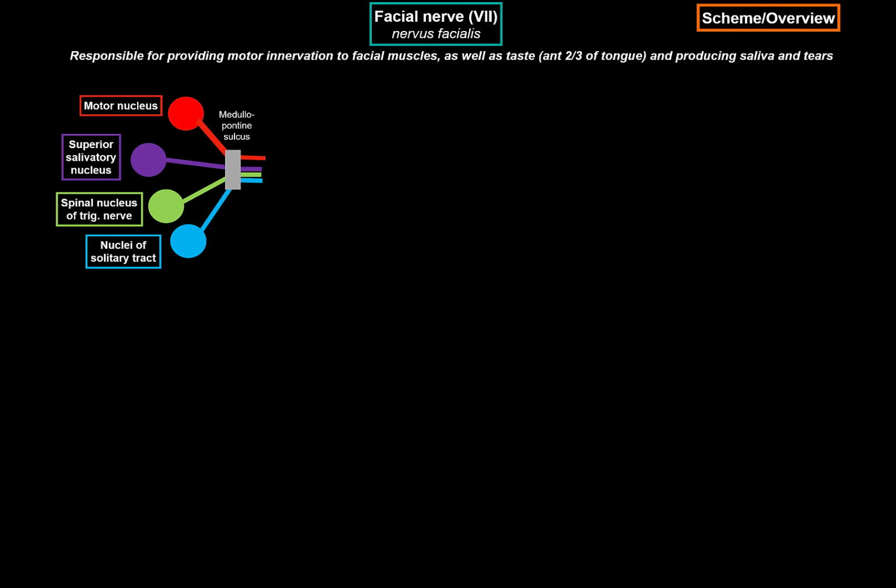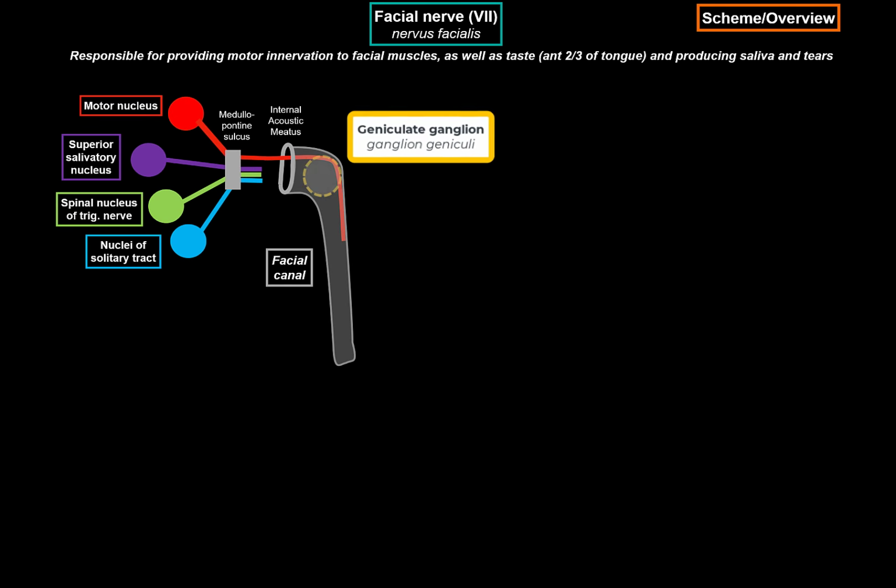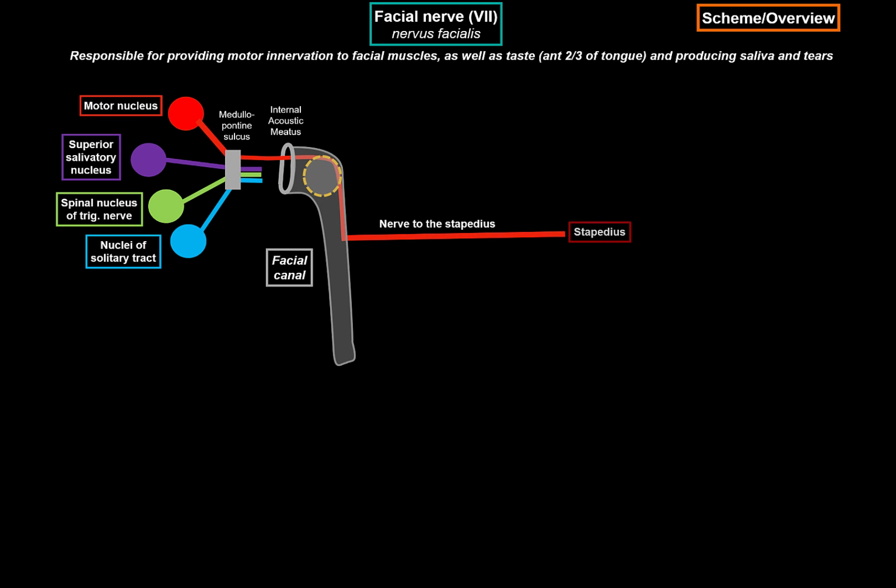The motor root will travel through the internal acoustic meatus and enter the facial canal. The facial canal bends at the area where the geniculate ganglion is located. In the posterior wall of the middle ear, it will give off the nerve to stapedius, and then it will continue down towards the stylomastoid foramen.